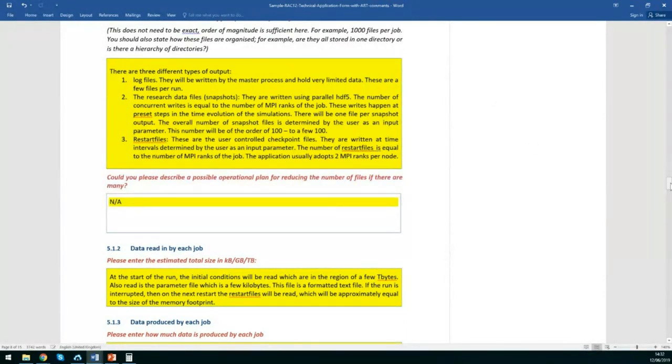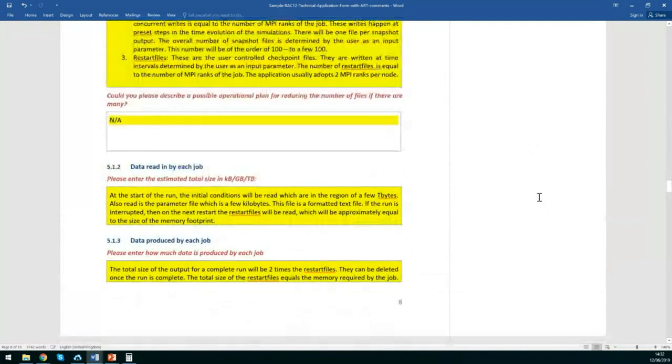The next bit is how much data is read in each job. In this case, when the job starts, it will read the initial conditions, which will be a few terabytes. It will also read a parameter file, which is a text file, and that's a few kilobytes. However, if the run is interrupted, it will read the restart files, and that is much bigger. That is the amount of RAM that is required, so it could be up to 50 terabytes for the example I describe here. And of course, you have to have these data stored somewhere.